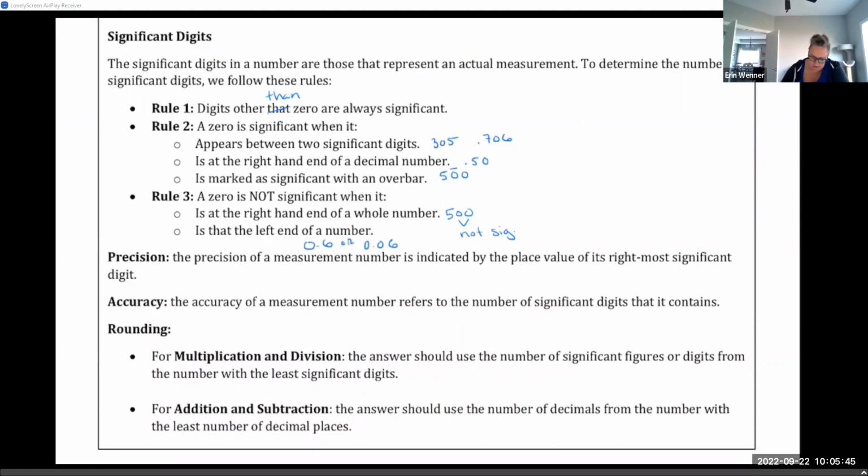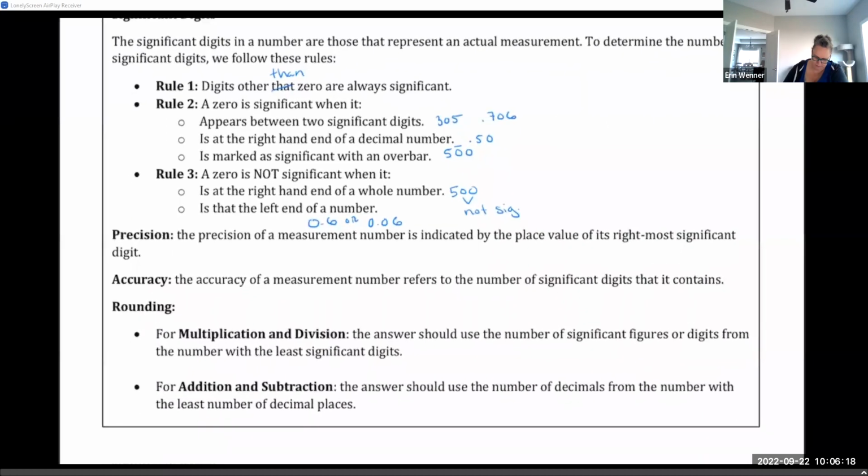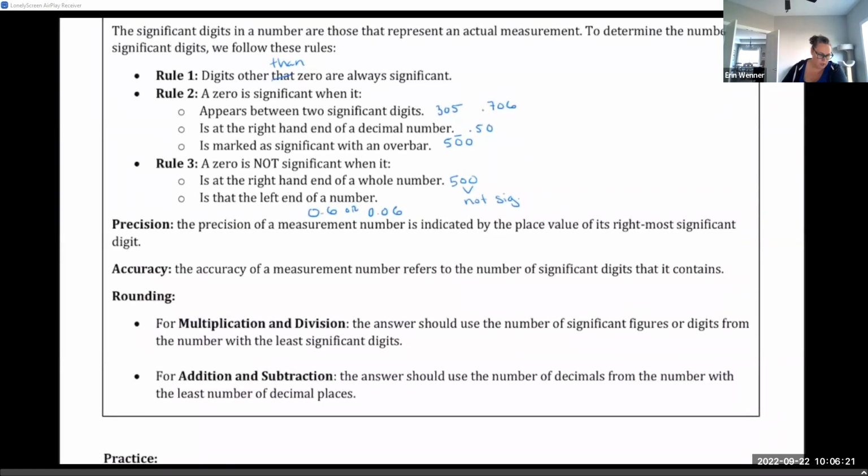The precision of a measurement number is indicated by the place value of its rightmost significant digit, and the accuracy of a measurement refers to the number of significant digits it contains. For multiplication and division, the answer should use the number of significant figures or digits from the number with the least significant digits. This would be for rounding purposes. And then in addition and subtraction, the answer should use the number of decimals from the number with the least number of decimal places. So this first set of numbers, we're going to look at just identifying how many significant digits there are.